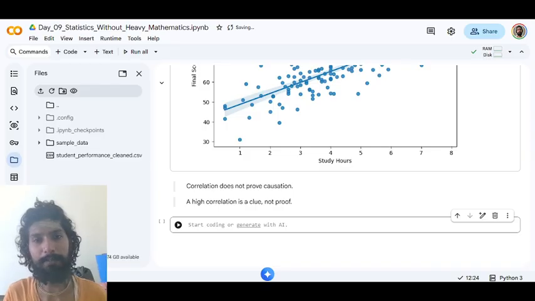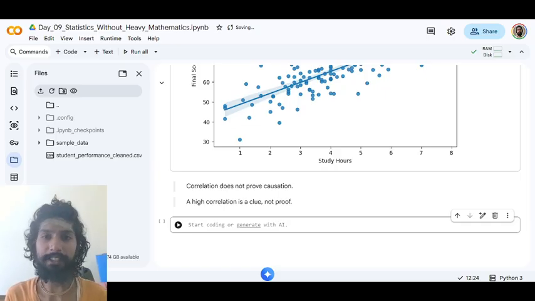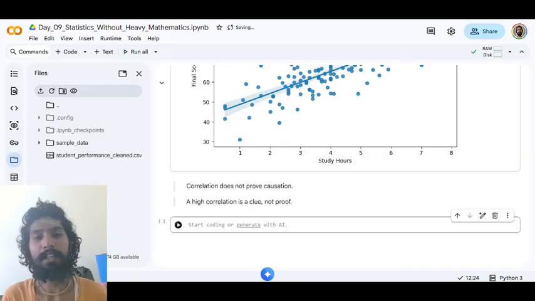Correlation usually measures a linear relationship. That means it looks for a pattern that can roughly be represented by a straight line. But some real world relationships are curved. For example, imagine that both very little sleep and too much sleep are associated with lower performance, while moderate sleep is associated with better performance. This relationship may form a curve. A simple correlation value may fail to represent it properly.